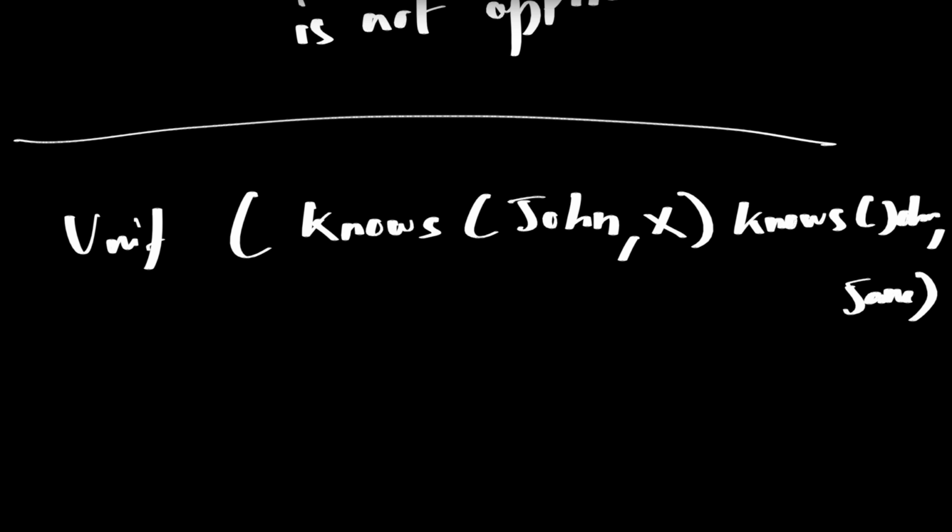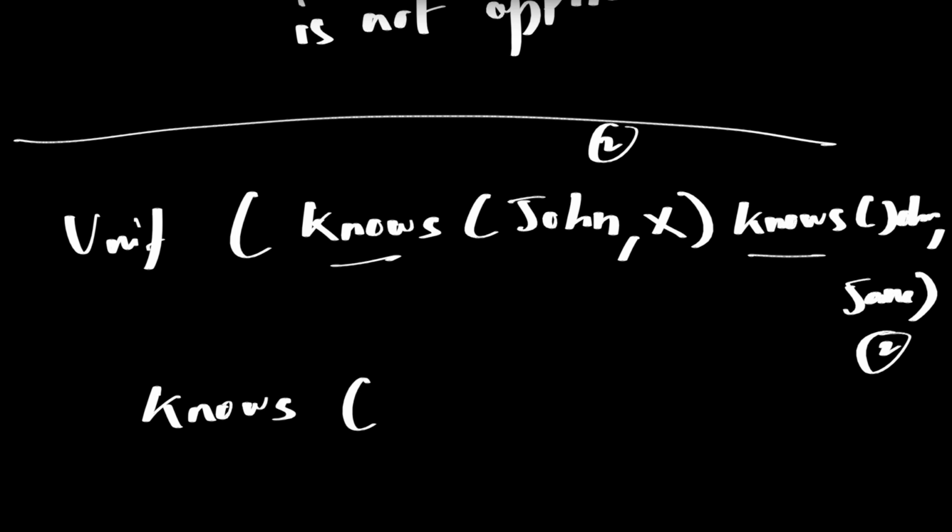We understood the first rule. Both the logical statements have the predicate Knows in common, and both have two variables. Here also two variables, here also two variables. Now we are going to substitute the variables in order to make the two different logical statements identical, right? So what can we do? We can make this Knows(John, and this X could be replaced by Jane.